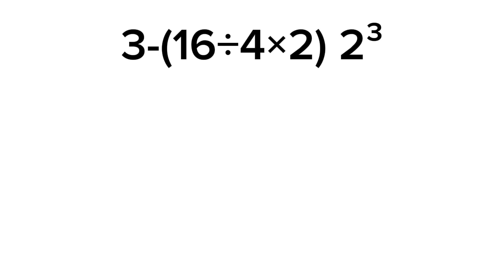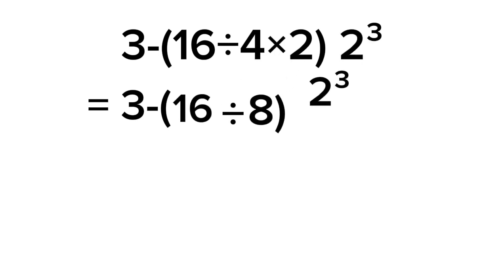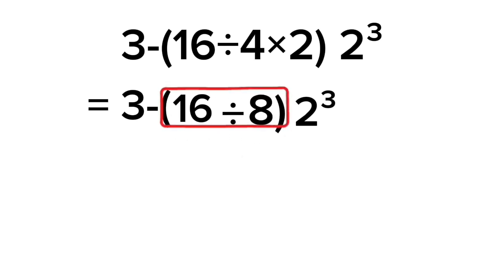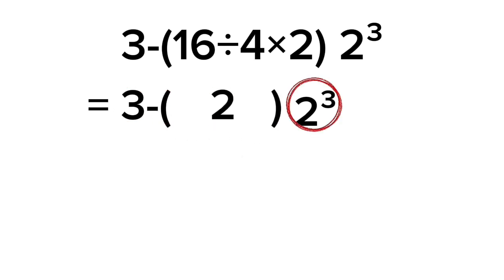Also, some other people, when solving this question again, go straight to the expression inside the parentheses, but this time they start with the multiplication between 4 and 2 because they think multiplication has priority over division. So instead of this expression, they write 3 minus (16 divided by 8) and multiplied by 2 cubed. Then they go for the division between 16 and 8, and instead of this expression, they write 3 minus 2 times 2 cubed.